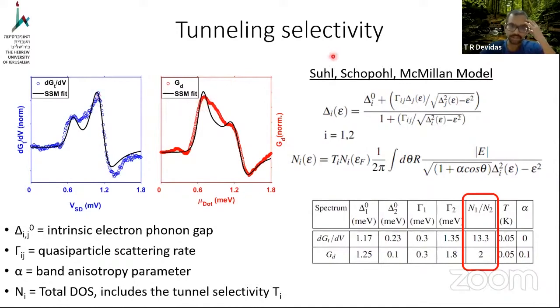So we try to analyze the spectrum using the Macmillan model, which is used to analyze NbSe2, which is a two-gap superconducting model. We see that the tunnel selectivity factor n1 by n2, which defines the tunnel selectivity for each electron, in the dot assisted tunneling, we actually see the tunnel selectivity to be more towards the inner gap.